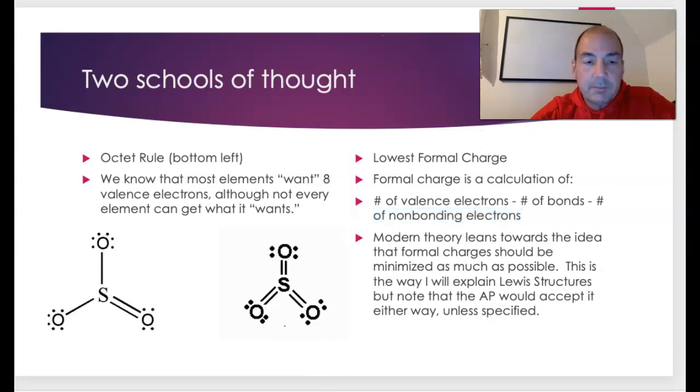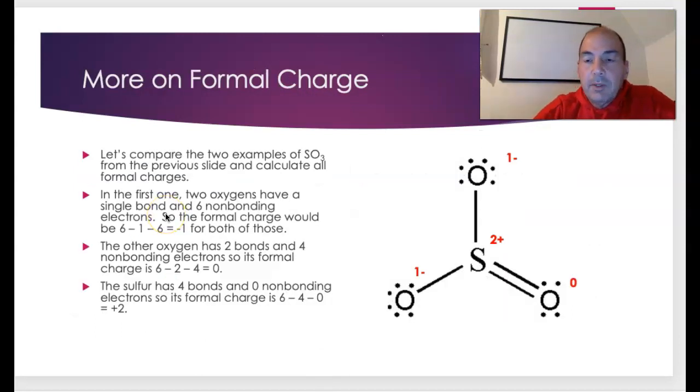Let me go on. So if we go back to the first one and count out formal charges, looking at this oxygen here, we take its number of valence electrons, which oxygen has 6. We subtract the number of bonds, 1. We subtract the number of non-bonding electrons as 6 dots. So 6 minus 1 minus 6 means that this is -1. And this one would also be the same because it has the exact same setup.